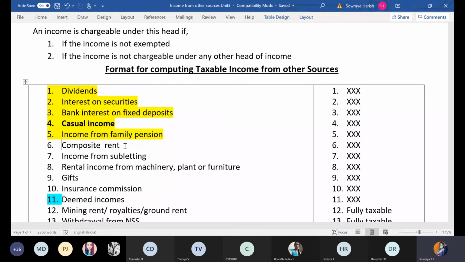If you are able to split, you will show the rent associated with the house as rental income and the facility charges will be taken under income from other sources. If you are not able to split, say you are receiving 20,000 for facilities and rent, but you don't know how to differentiate what amount should be charged for the house and what amount for the facilities, then in that case the entire 20,000 you will take as composite rent under the head income from other sources.